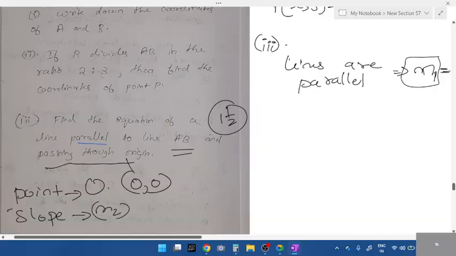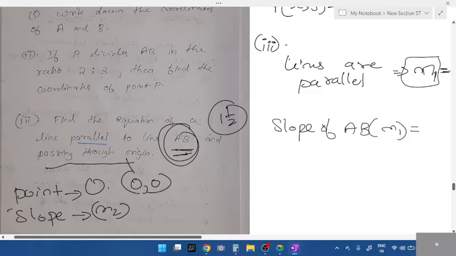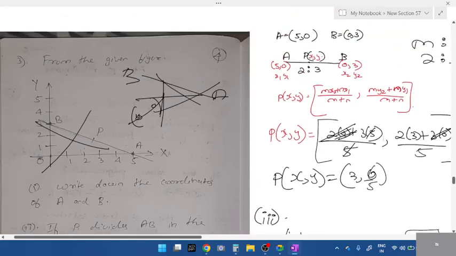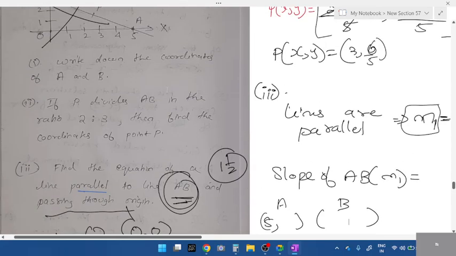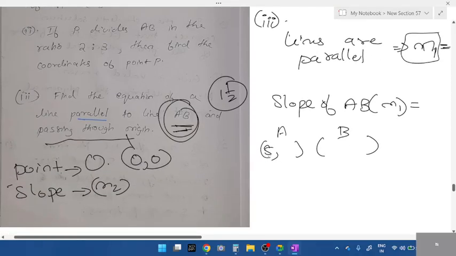M2 value, which we are going to find. Before finding M2, we need to find M1. Okay. So AB has nothing to do with parallel or origin. This AB we use to find M1 value. Now, slope of AB. Write it like this. Slope of AB in bracket, put it as M1. So AB has 2 points. Just below this, write A and B. The coordinates of A, 5 comma 0, and B, 0 comma 3. These are the coordinates.